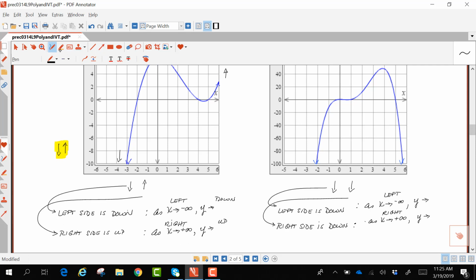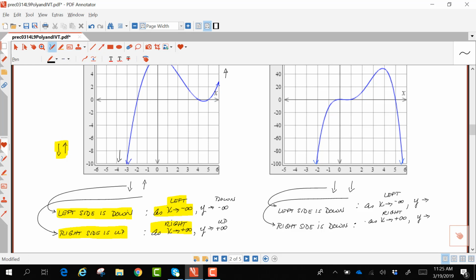When the left side is down, it's written as x approaches negative infinity, that's your left side. Your y value is going down, which means y approaching negative infinity. As on the right side of your graph, it is going up. So the right side is written as x approaching positive infinity, and the y value is going up, which means positive infinity.